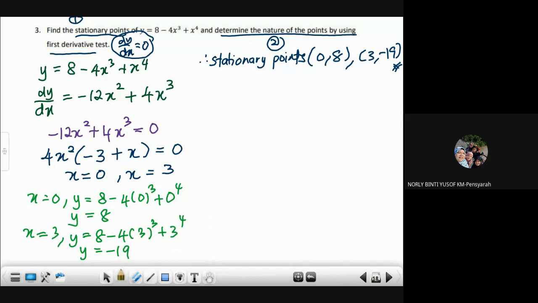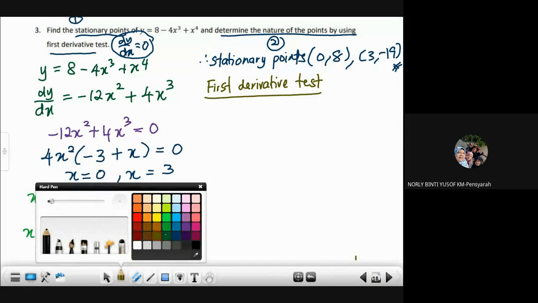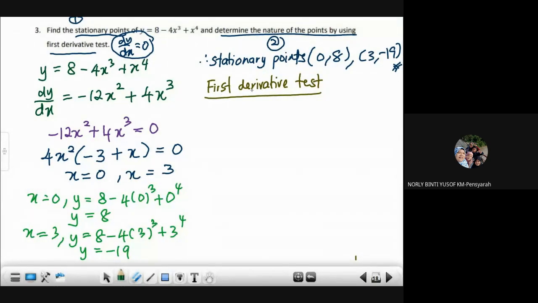Second part you nak cari nature. So gunalah first derivative test, iaitu table. Ini madam tulis as topik lah, tapi nanti dalam assignment tak ada tulis first derivative pun tak apa. Buat table tu adalah first derivative. Okay, so buat x, dy/dx, slope.